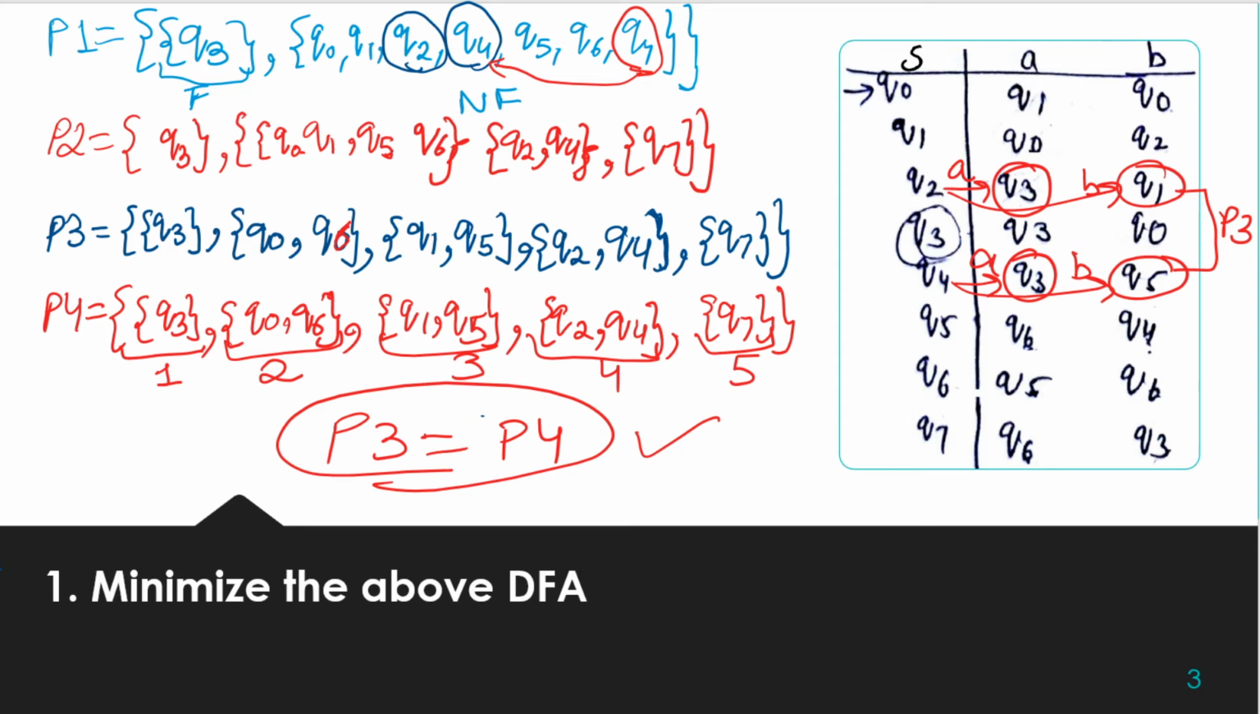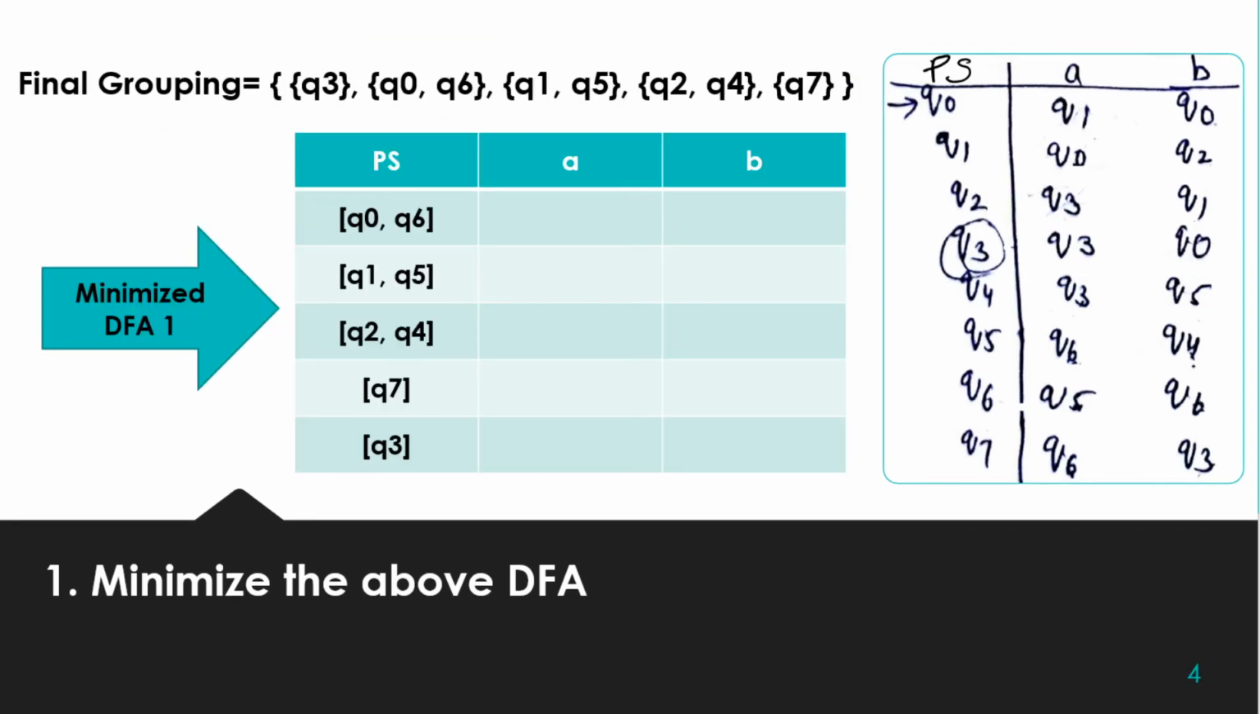Okay, so let's begin with the next process after finalizing the minimized states of the DFA. Let's begin with the next process.